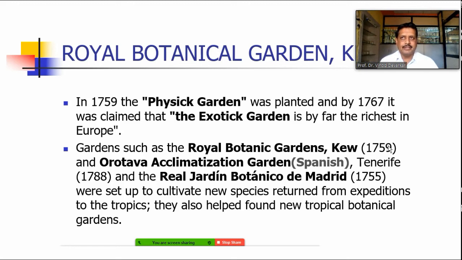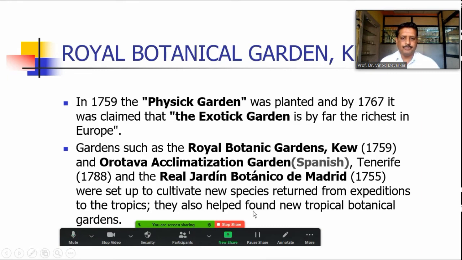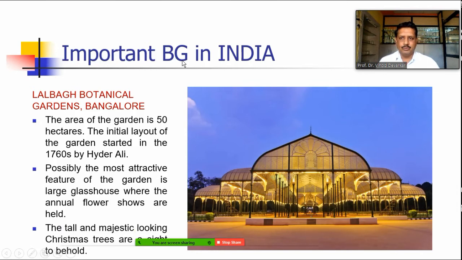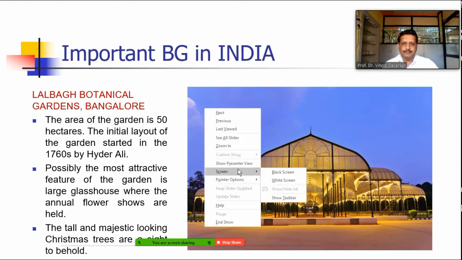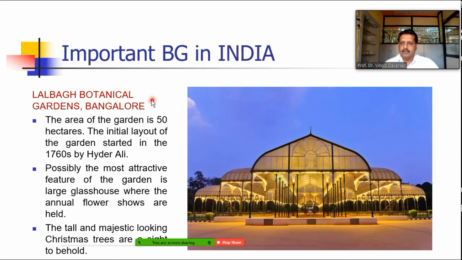So let us have a look at the botanical gardens present in India. First, we can say the Lalbagh Botanical Garden, which is situated at Bangalore, and the area of this garden is around 50 hectares. The initial layout of this botanical garden was started in the 1760s by Hyder Ali, and possibly the most attractive feature of this garden is the large glass houses where the annual flower shows are held.